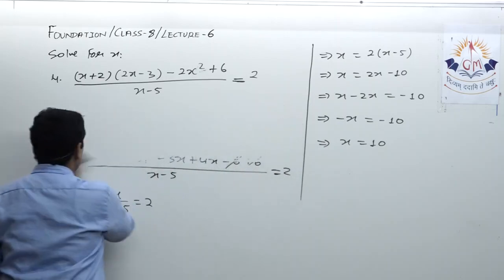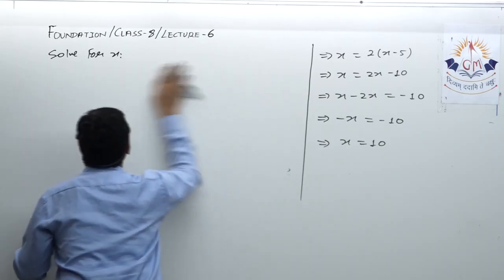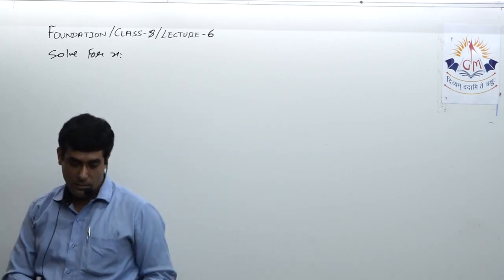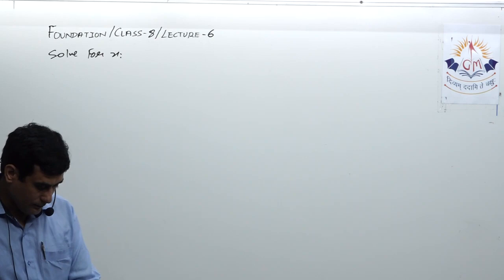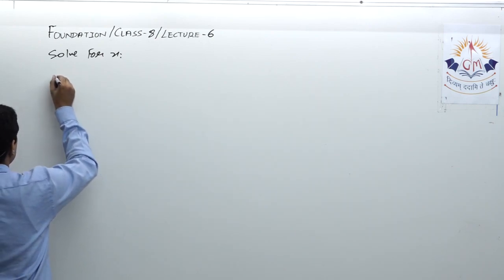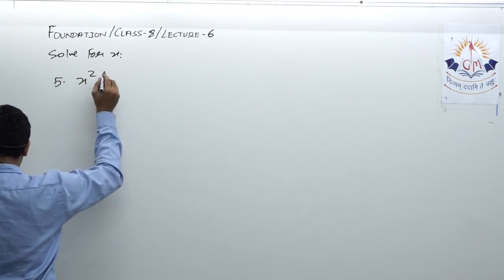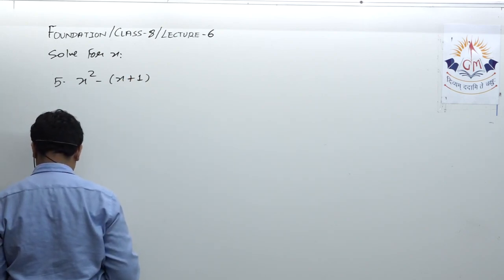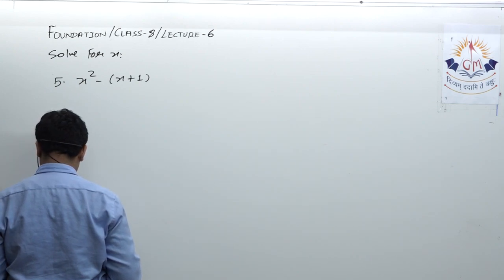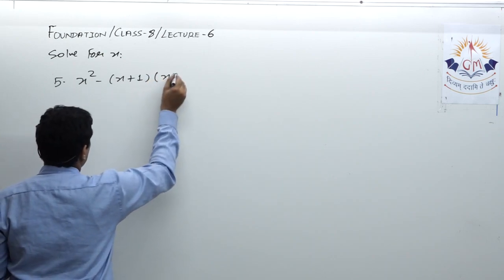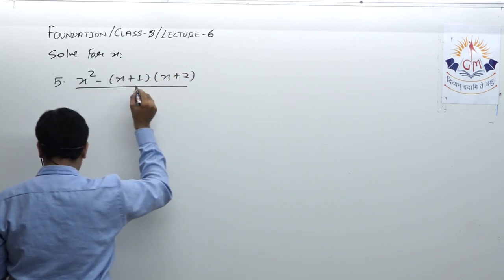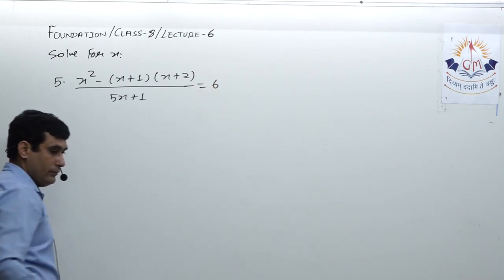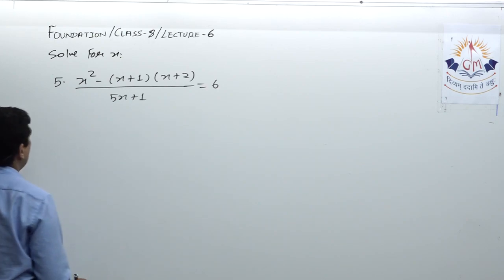Okay, now let us see the next question. Okay, next question is x square minus x plus 1 into x plus 2, divided by 5x plus 1 is equal to 6. Okay, so let us see how to solve this.